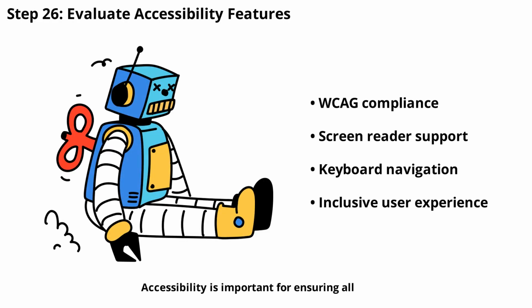Accessibility is important for ensuring all users can interact with your documents. Look for e-signature software that complies with accessibility standards, such as WCAG. Features like screen reader compatibility and keyboard navigation make the platform usable for everyone, including those with disabilities.